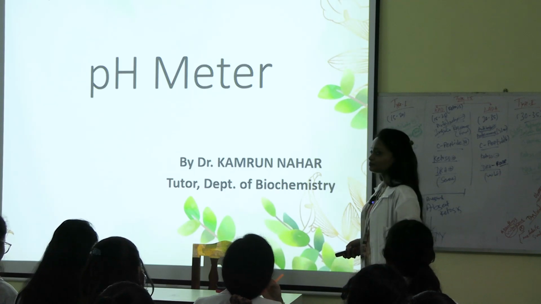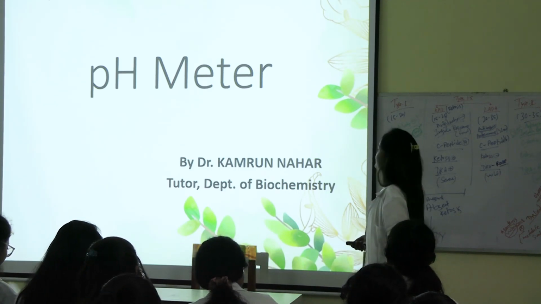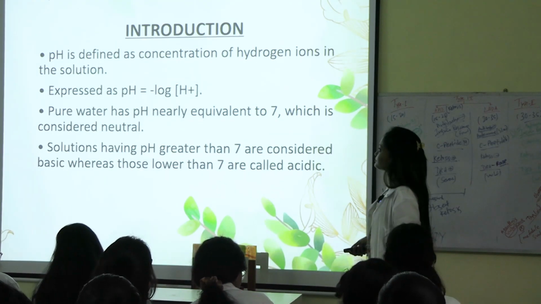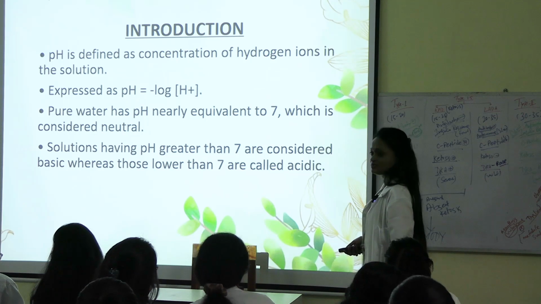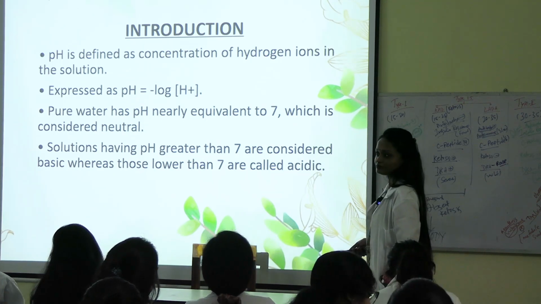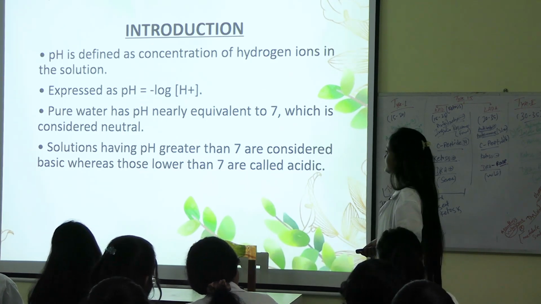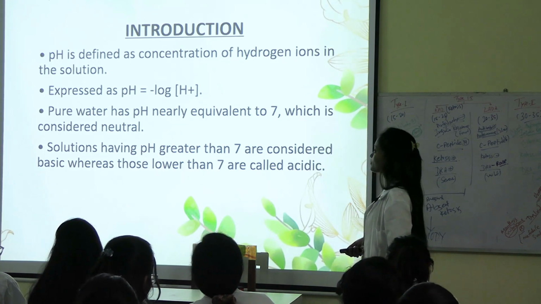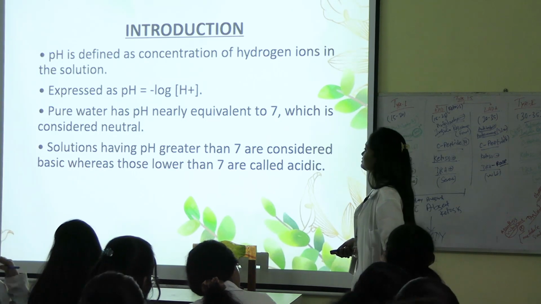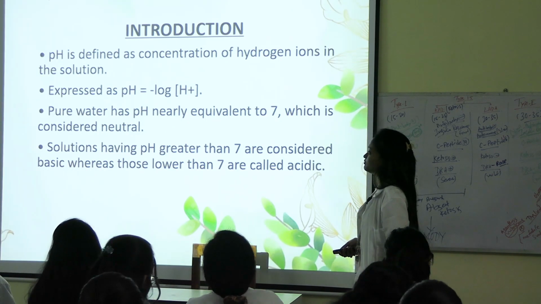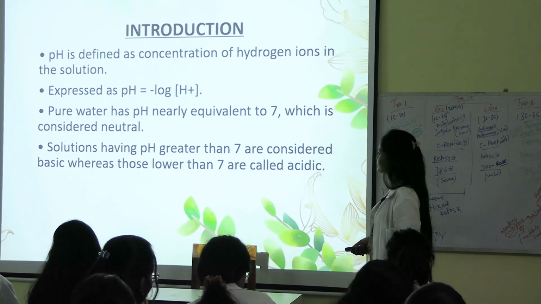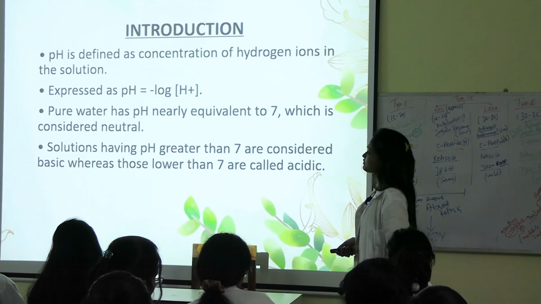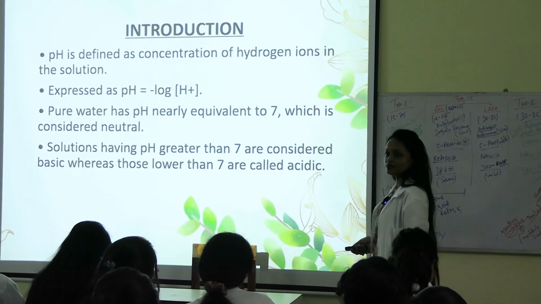The topic is pH meter. So pH is defined as concentration of hydrogen ions in the solution. The pH is expressed as minus logarithm of hydrogen ion. Pure water has pH nearly equivalent to 7, which is considered normal. Solutions having pH greater than 7 are considered basic, whereas those lower than 7 are called acidic.